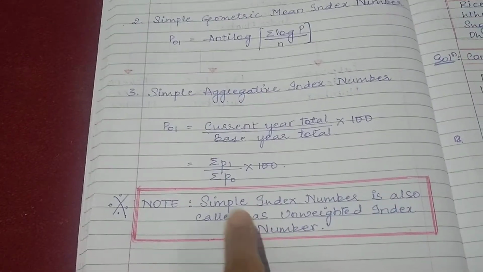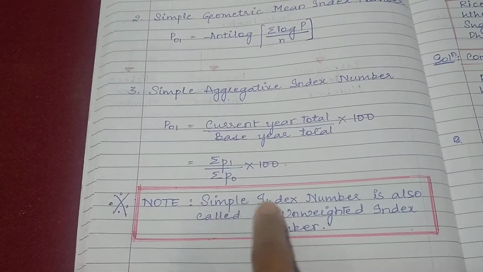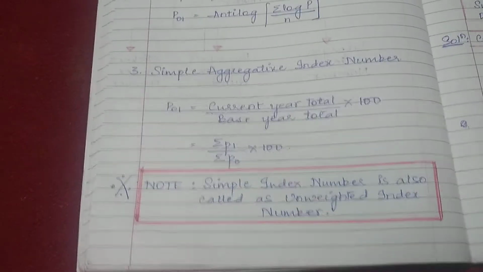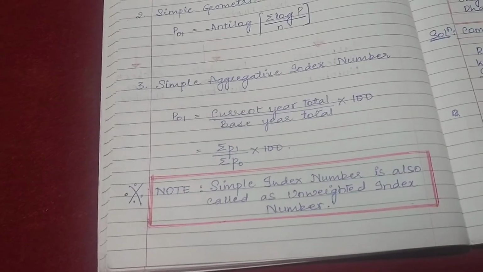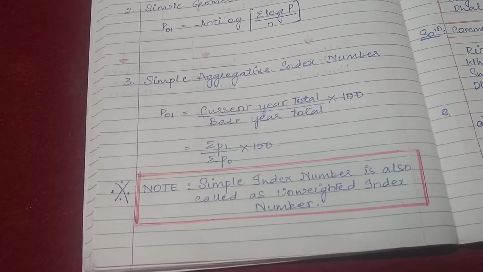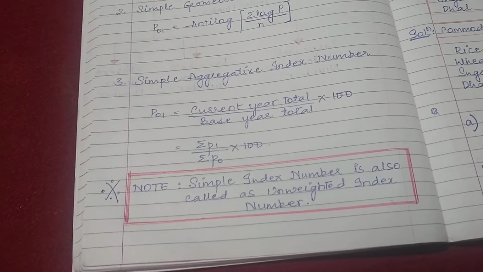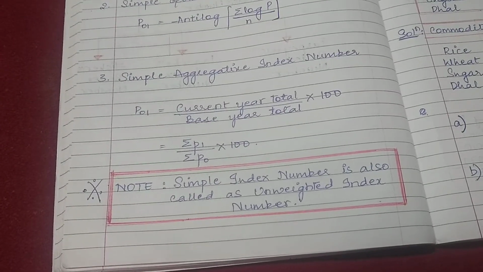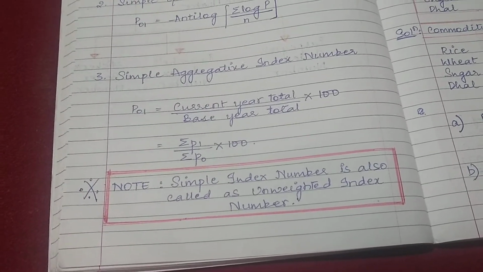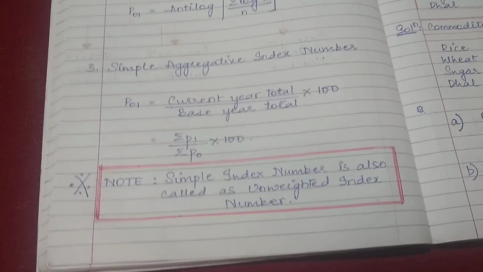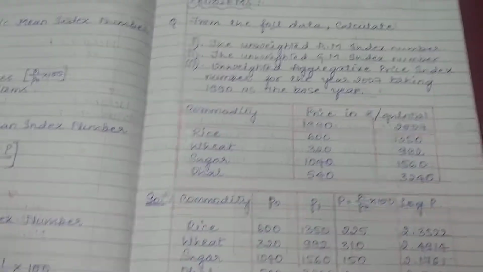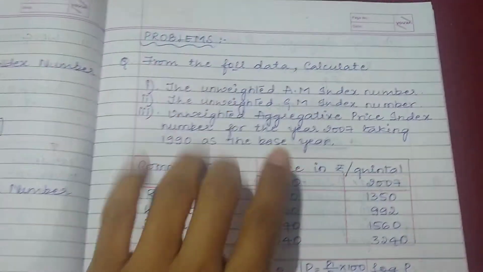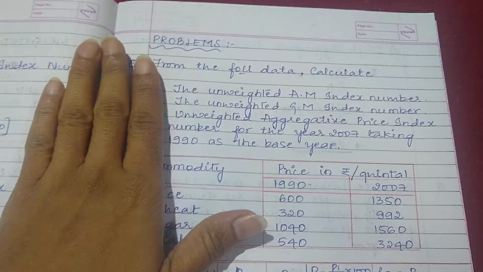Now please remember, it is very, very important. Simple index number is also called unweighted index number. Do not get confused. If it is unweighted, please remember it is simple. If it is weighted, then it is, as usual, weighted only. Do not say that I didn't teach you. Simple aggregate or simple index numbers are also called unweighted index number. Okay. Now we will solve the first problem. From the following data, calculate. In this part, I am just doing a simple index number.